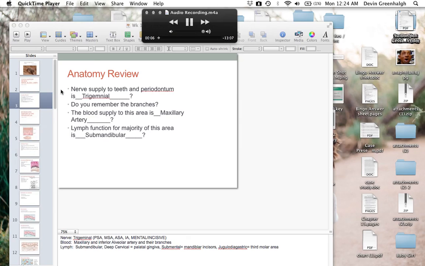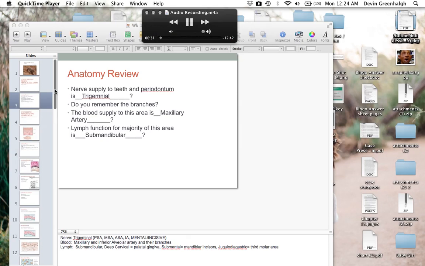Have our little reveal. So, what nerve supplies the teeth and periodontium? The trigeminal nerve. Trigeminal is made up of mandibular, maxillary, and I think it's infraorbital. I can't remember. But trigeminal supplies the teeth and periodontium. And remember, the branches of the trigeminal are PSA, MSA, ASA, IA.